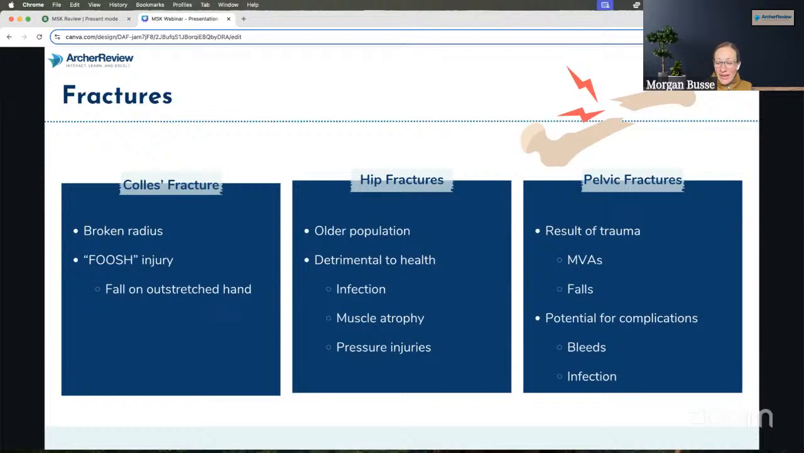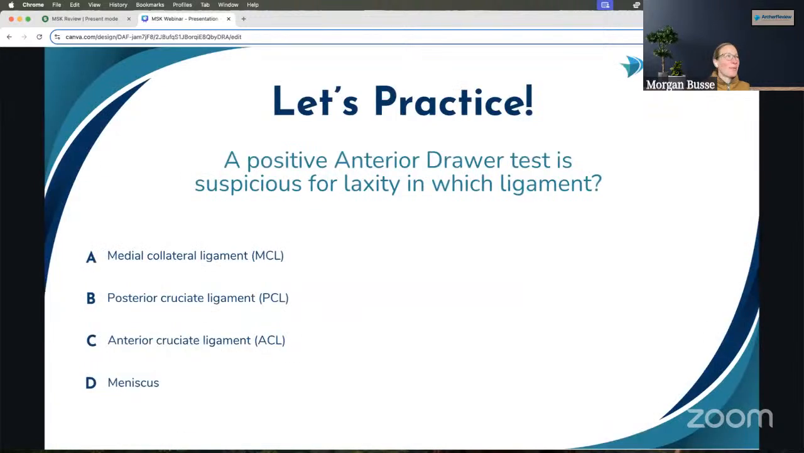All right, pull out your phones, guys. I have a practice question for you. The question is, a positive anterior drawer test is suspicious for laxity of which ligament? That anterior drawer. Do you all remember that?